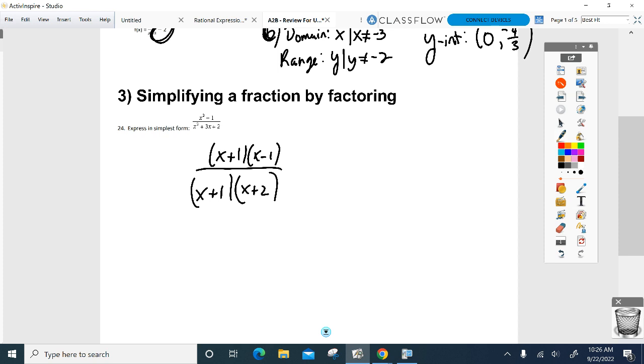And I won't even ask anybody this. This is child's play, right? Cross off the X plus 1s. So my simplified answer will be X minus 1 over X plus 2.